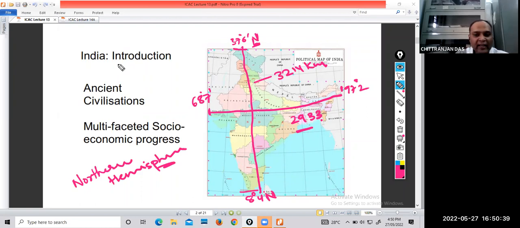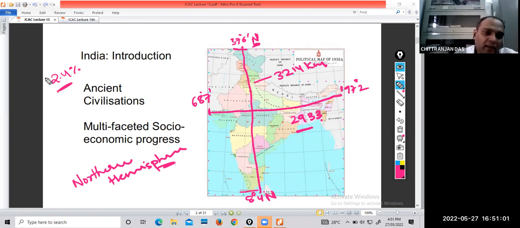If you see our country, in terms of land area, it is 2.4%. 2.4% of what? 2.4% of the total area of the world. That means the total area of India is 32.8 lakh square kilometer.